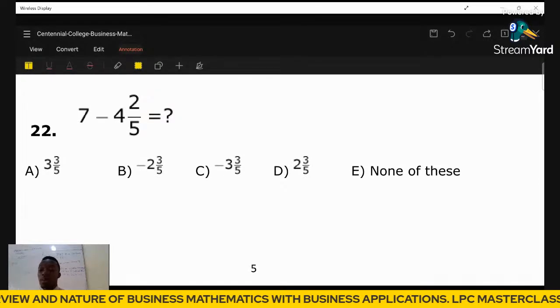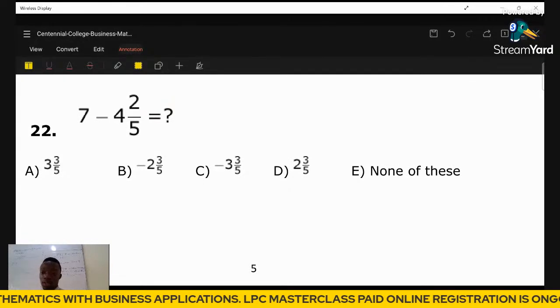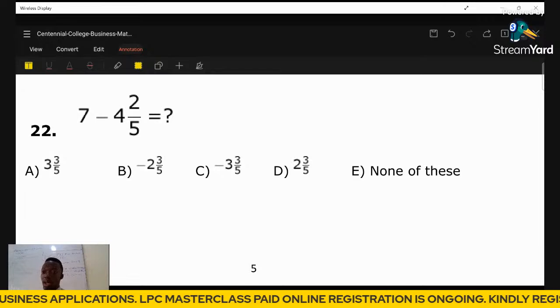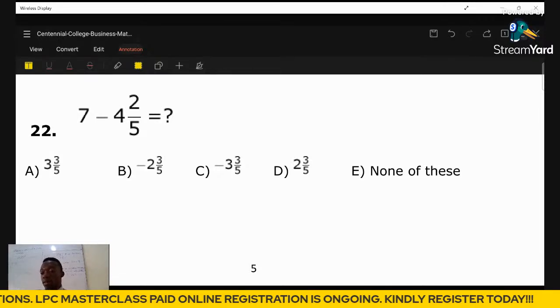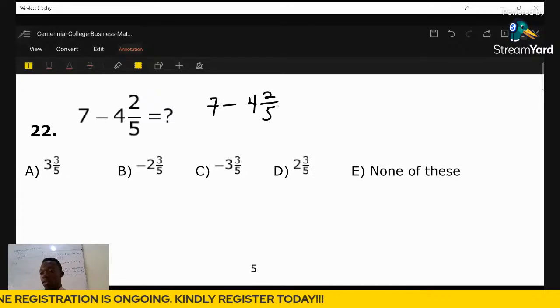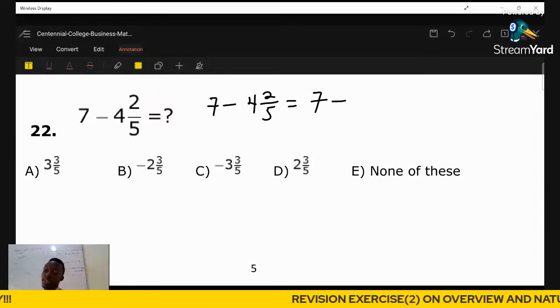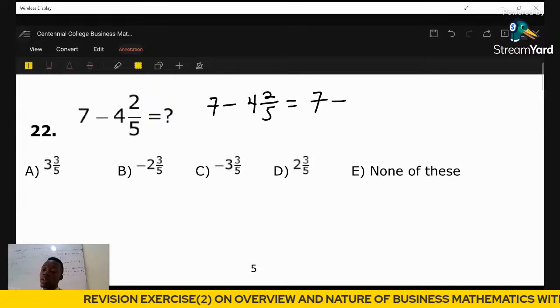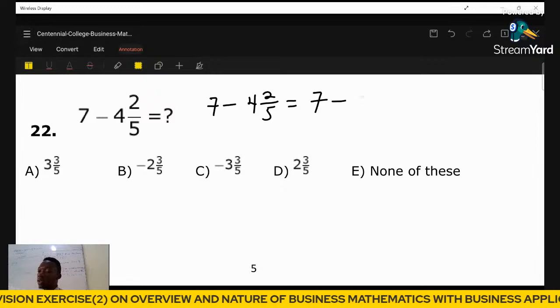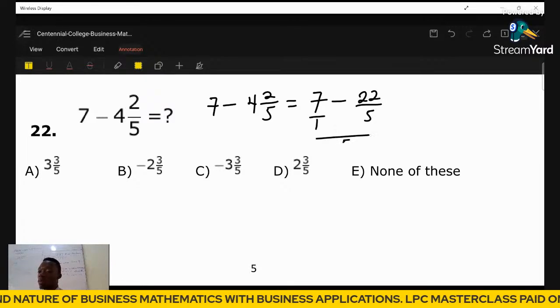7 minus 4 whole number 2 out of 5. This also follows the same approach. Here we want to understand our business mathematics. So we have 7 here, minus. We change this mixed fraction to an improper fraction. 5 multiplying 4, we get 20, plus 2, we get 22. So that gives us 22 out of 5. Here the 7 is out of 1. So we find the LCM.